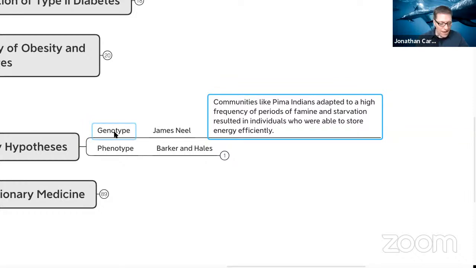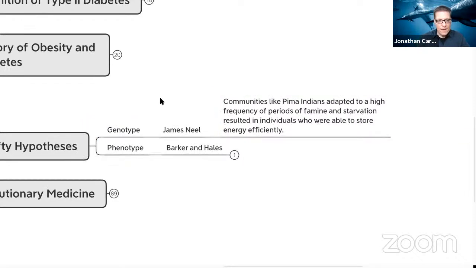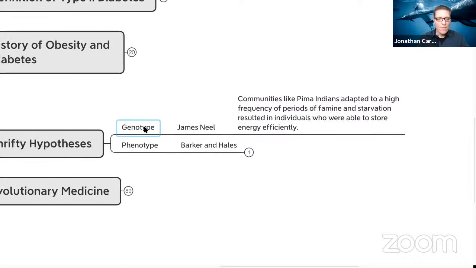Now, genotype is basically related to genes. Phenotype is generally related to appearance. I define these because sometimes you're going to hear people discussing the difference between genotype and phenotype. So genes are to genotype as appearance is to phenotype.